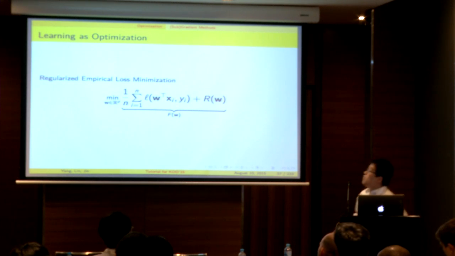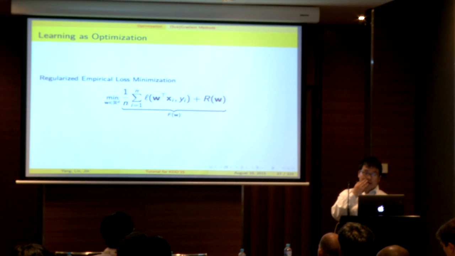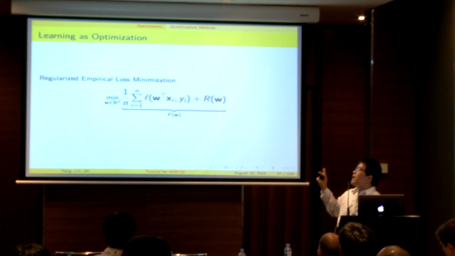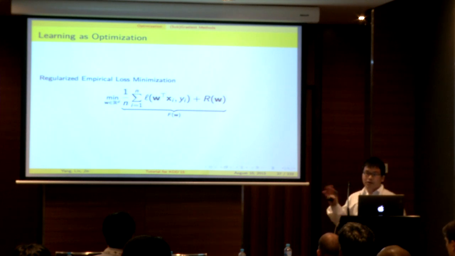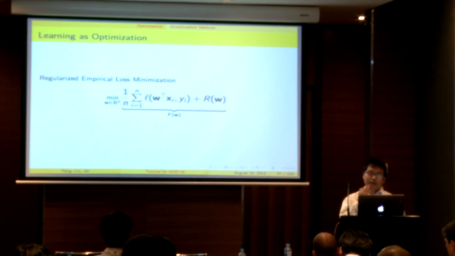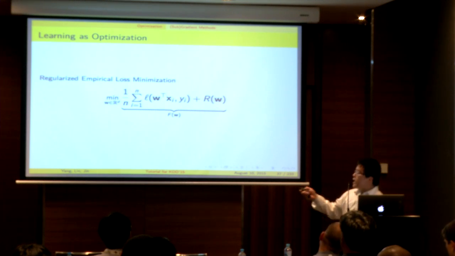So again, let me remind you of the model we consider. This model, although it doesn't cover everything, I think covers most machine learning problems, including regression and classification. So here, xi is the data points.